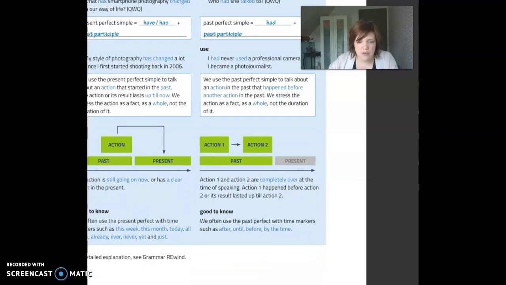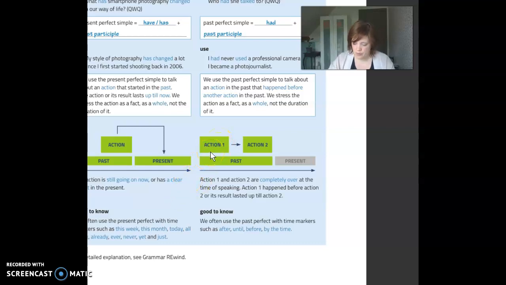So if you have a look here, action 1 and action 2. Action 1 gets the past perfect. Action 2 gets the past simple. Okay. Action 1 and action 2 are both completely over at the time of speaking. Action 1 happened before action 2, and that is why it gets the past perfect simple tense.